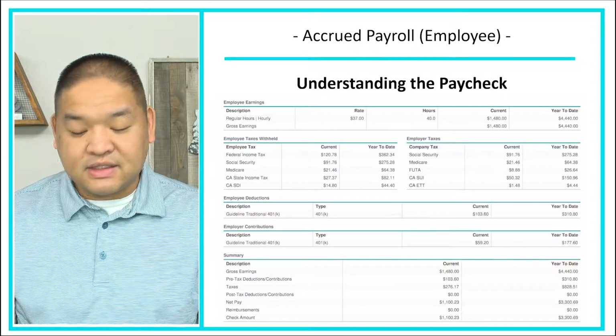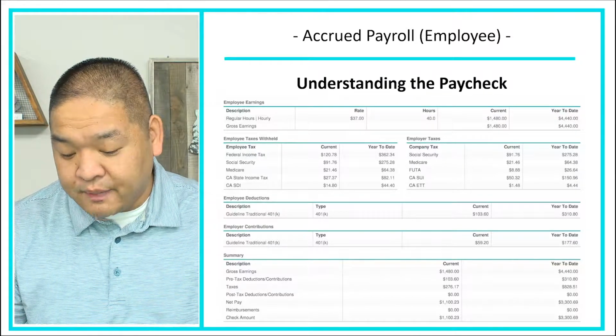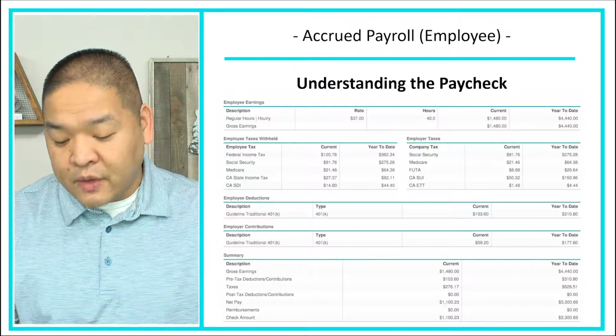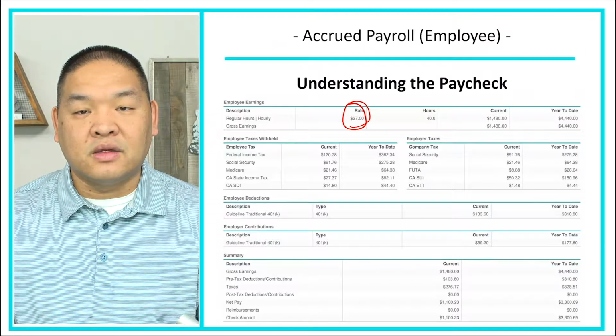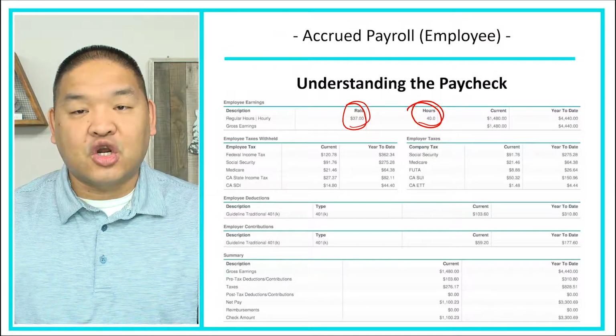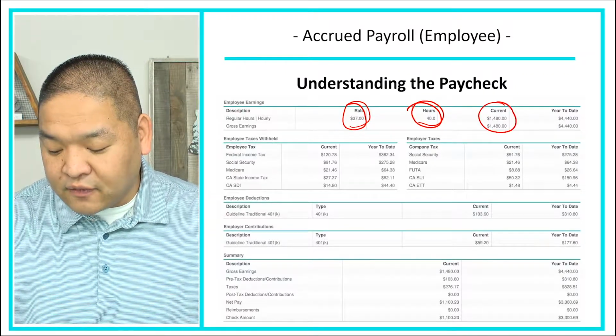So it looks something like this, and I know it might be a little bit small, but walking you through here, it looks like this employee is an hourly employee. How do I know it's hourly? Well, if I look here, their rate is given as $37, and then we've got hours here, 40 hours, and then current, which is how much they're making in this period, is $1,480.